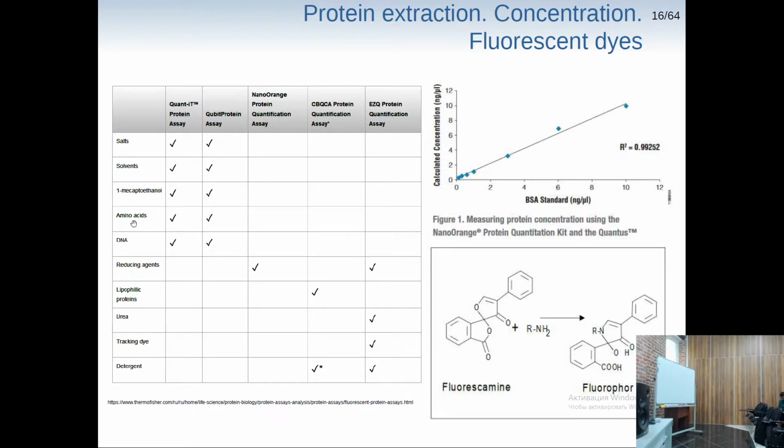And also, most of them, as you can see, tolerate salts, solvents, mercaptoethanol, free amino acids, which can be a problem actually if you are working with cell cultures, because if you do not wash your cells well from medium, it contains those free amino acids, right? DNA contamination, reducing agents, and so on, so on, so on. So you can just look at this table, get whatever fluorescent dye you need, calibrate on 2 points, of course more points are preferable, and get this concentration. It's easier than all those homogeneous assays.